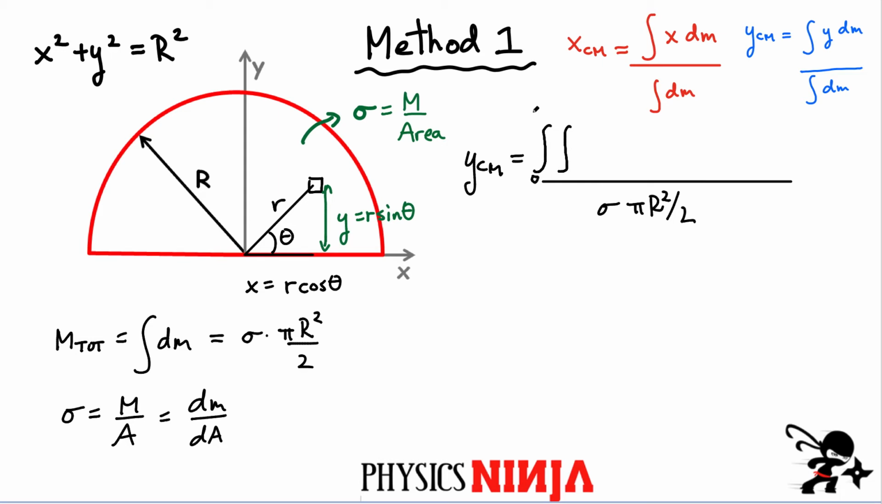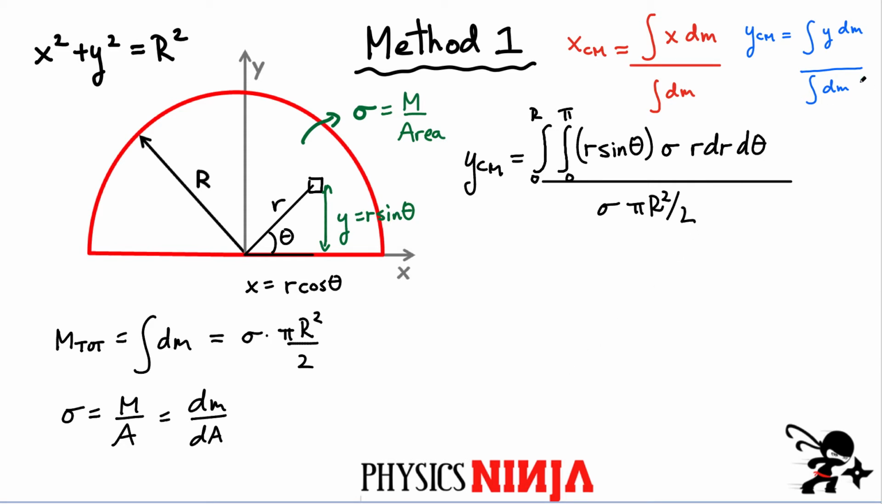So I'm going to be integrating from 0 to the total radius, and I'm integrating from 0 to pi for the angle. And now I substitute what the y value is. The y value in this case was r sine of the angle theta. And now the dm again was our mass density multiplied by the little elemental area, which again was r dr d theta for cylindrical coordinates.